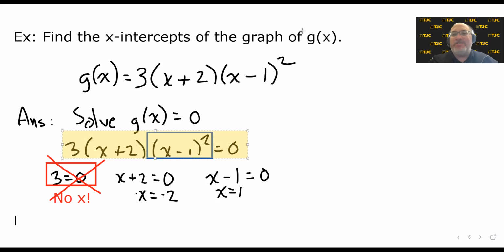If I divided both sides by 3, the 3 on the left would disappear, but on the right, 0 divided by 3 is still 0. So the 3 is essentially ignorable there because it's a factor without an x.